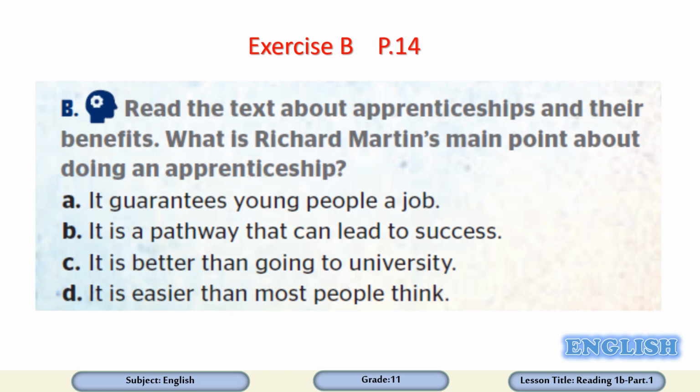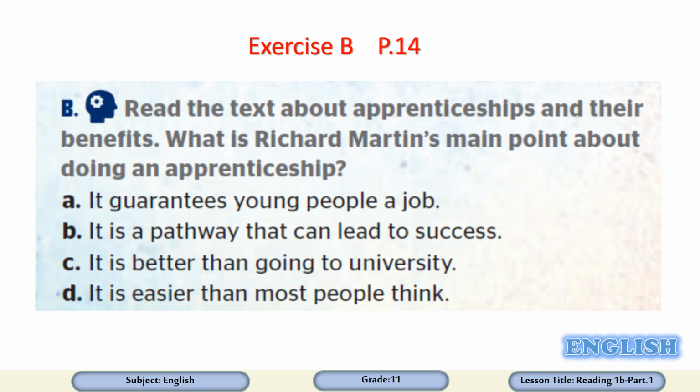Let's now go with exercise B, page 14. Read the text about apprenticeships and their benefits. What is Richard Martin's main point about doing an apprenticeship? We have four choices to choose from. A. It guarantees young people a job. B. It is a pathway that can lead to success. C. It is better than going to university. And D. It is easier than most people think.